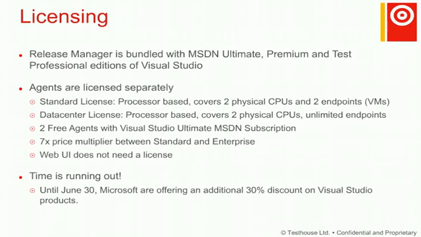You get 2 free agents with Visual Studio Ultimate MSDN subscription, and there's a 7 times price multiplier between standard and enterprise. So if you're going to be deploying to more than 14 endpoints, it makes it worthwhile to buy the enterprise, because then it's effectively unlimited. You don't need a license to use the web UI, and if you really want to use Release Manager, time is running out, because until 30th of June, Microsoft are offering a very generous 30% discount on Visual Studio products. So get your orders in quickly.